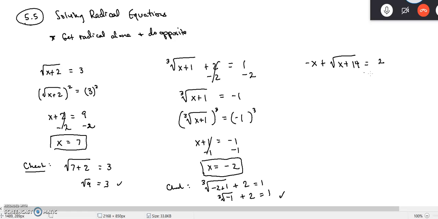Okay, same idea on the first step. We need to get the radical by itself, so everything else has got to go to the other side. Now I've got square root of x plus 14 equals x plus 2. Got the radical by itself.